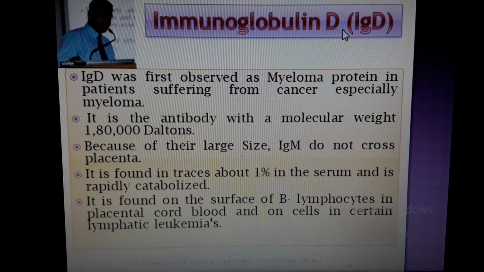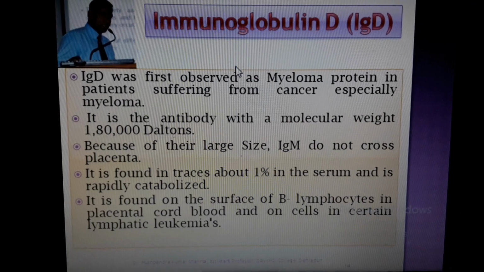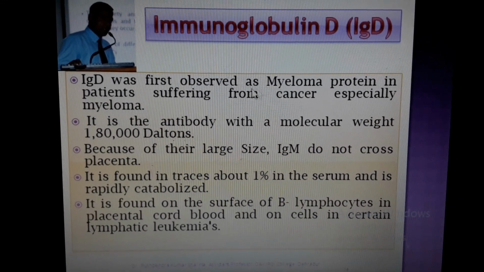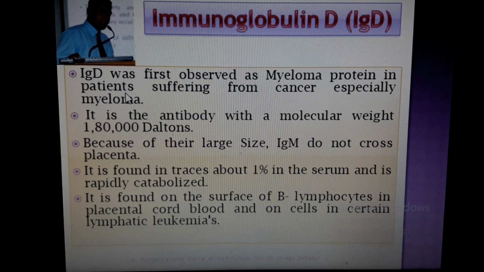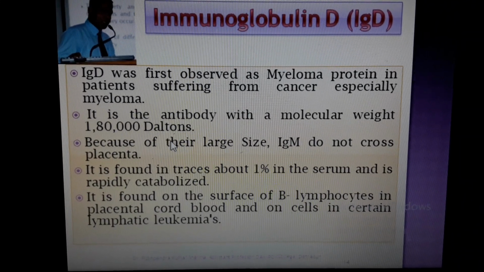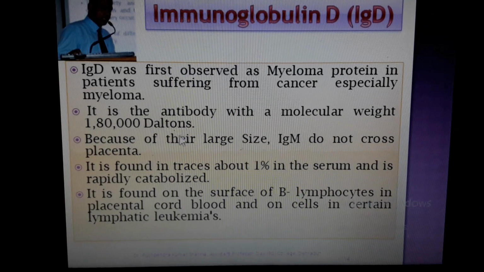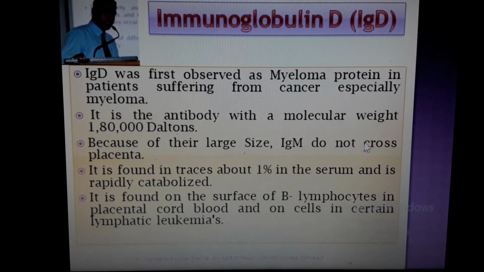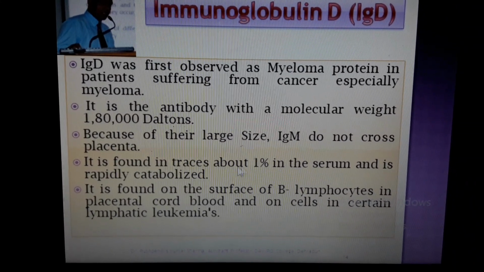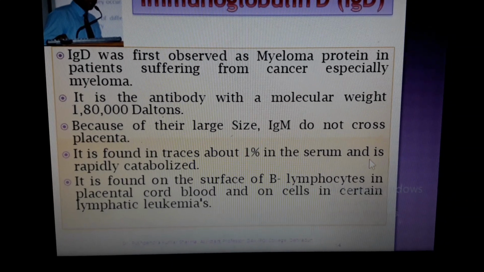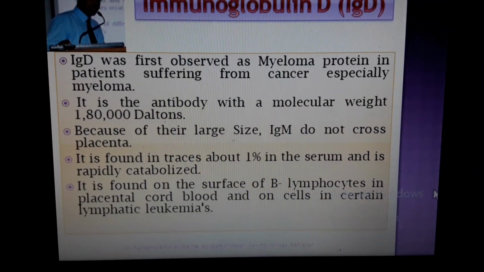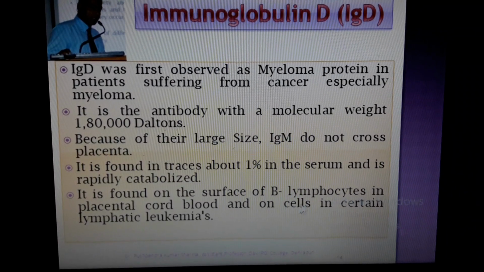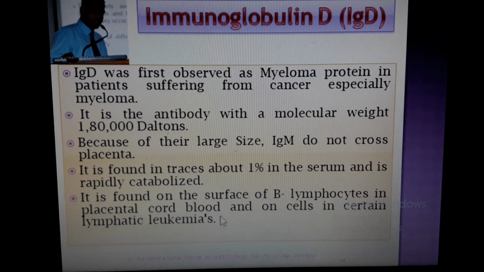Next, immunoglobulin D. IgD was first observed as myeloma protein in patients that were suffering from cancer, especially myeloma. It is the antibody with a molecular weight of 1,80,000 daltons. It is found in traces, about 1% in the serum, and is rapidly catabolized. It is found on the surface of B lymphocytes in the placental cord, blood and on cells in certain lymphatic leukemia.